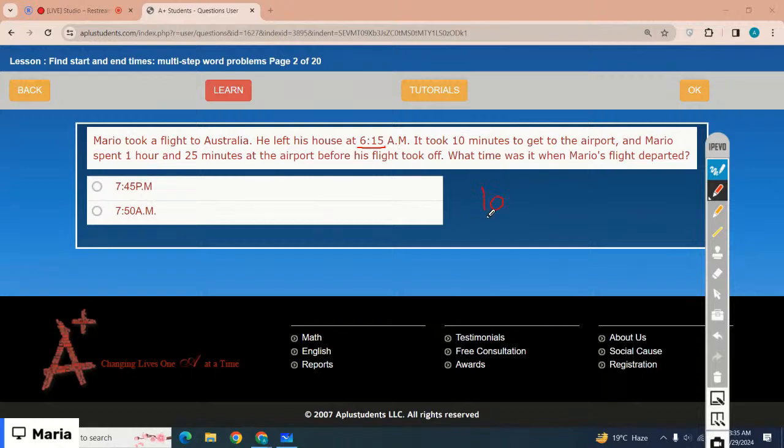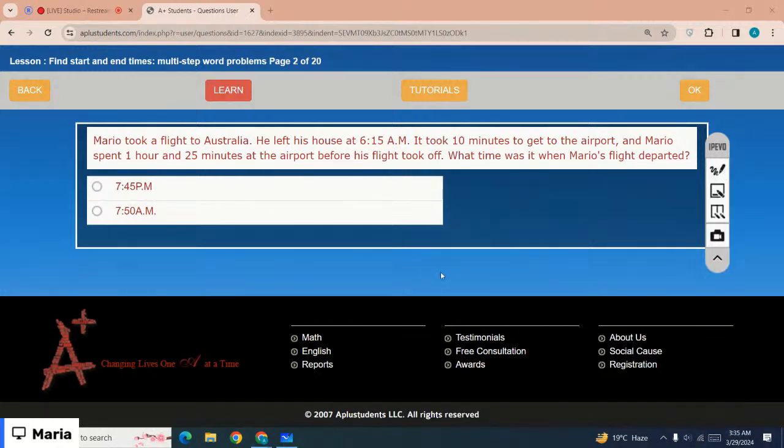So 6:15, 10 minutes to the airport and 1 hour and 25 minutes at the airport before the flight. So that is 1 hour 35 minutes. That means you have to add 1 hour 35 minutes to 6:15. That is his flight time. 5 plus 5 is 10, 3 and 1, 5, 6 and 1, 7. That means the flight departed at 7:50 a.m. Got it? The correct option is 7:50. Option number 2 is the correct option.